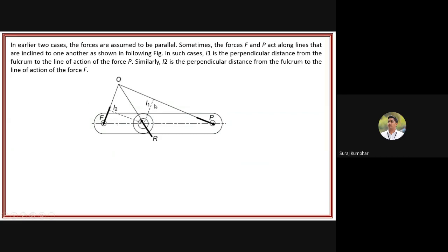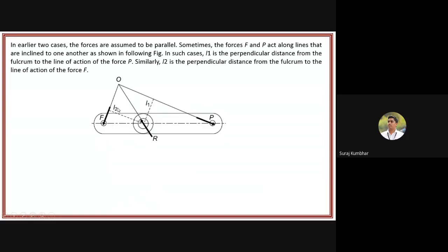In such cases, L1 is the perpendicular distance from the fulcrum to the line of action of the effort P. Here you can see it, L1 is nothing but the effort arm. Similarly, L2 is the perpendicular distance from the fulcrum to the line of action of the force F. So in such an inclined case, you need to consider this as L1 and this as L2.